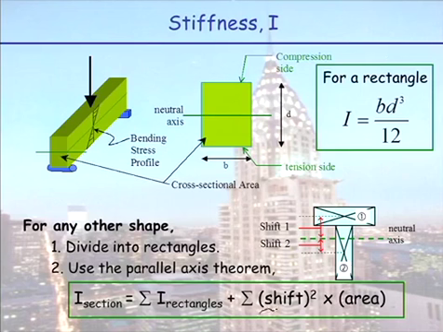This shift term confuses a lot of people. It is the distance, just look it up in the notes, from the section centroid to the centroid of your rectangle. That term is always squared here, so we don't worry about negatives and positives.